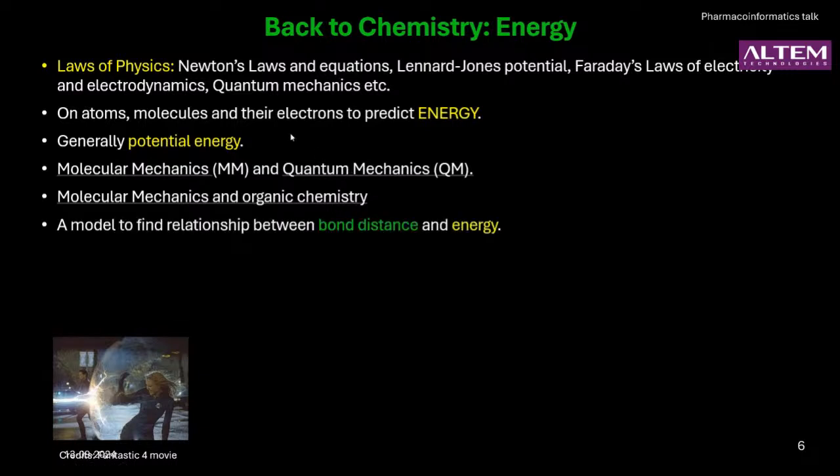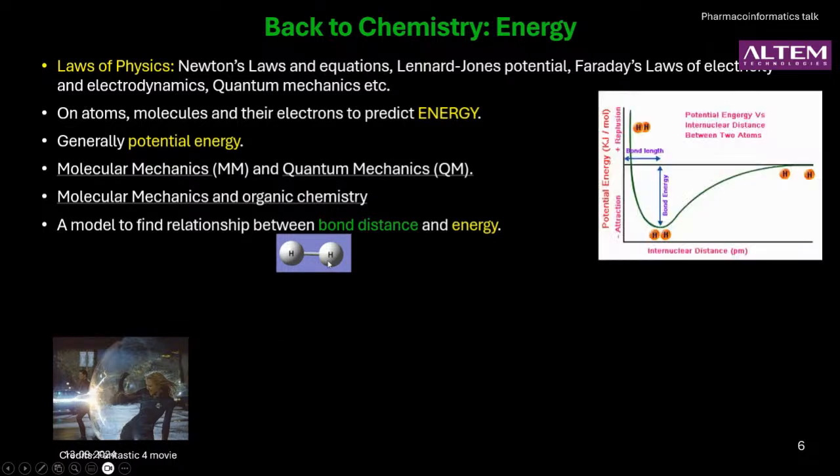For example, we could develop a model to find the relationship between bond distance and energy. For the simplest of molecules, the hydrogen molecule, you will find that the relation is something like this. And it can be summarized into an equation which has a bunch of parameters and values that go into it.